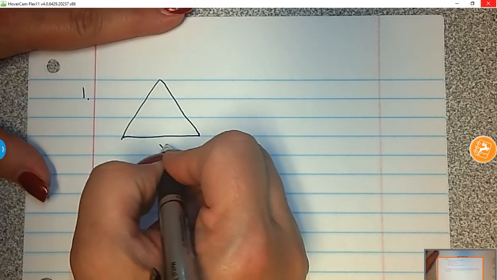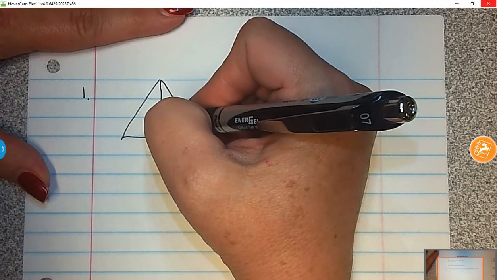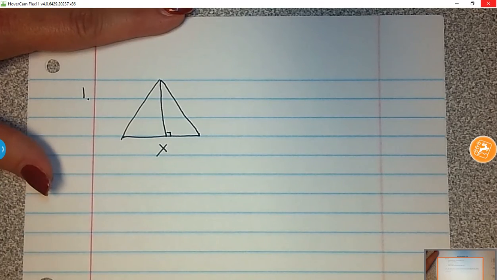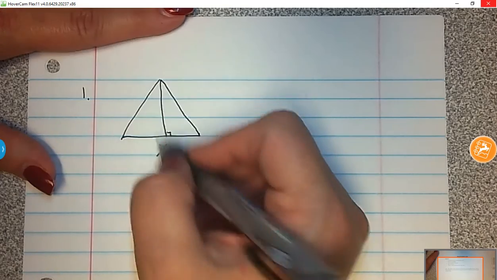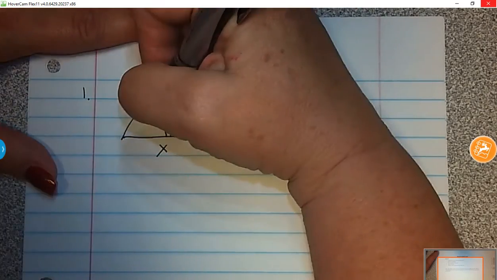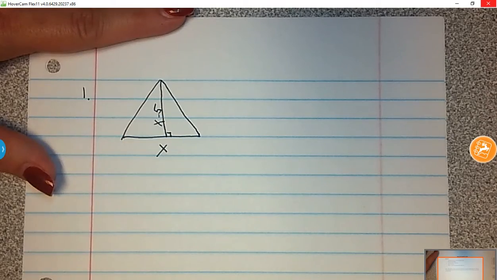This is my base. Your height or your altitude is perpendicular to that base and it goes to the opposite angle. Well, that height is 5 less than this, so that's going to be x minus 5. And then it tells me that the area of the triangle is 42 square inches.